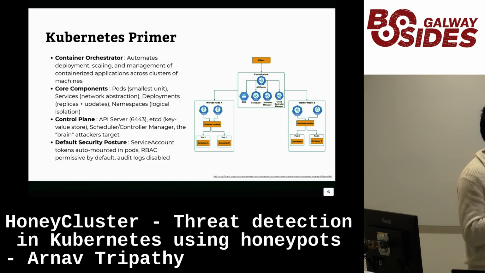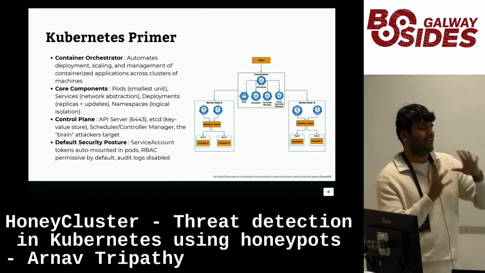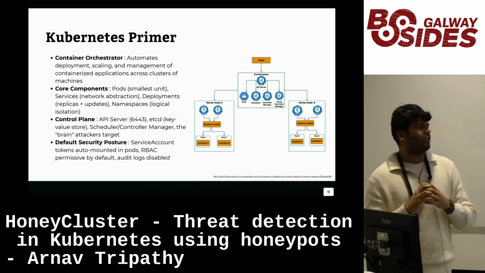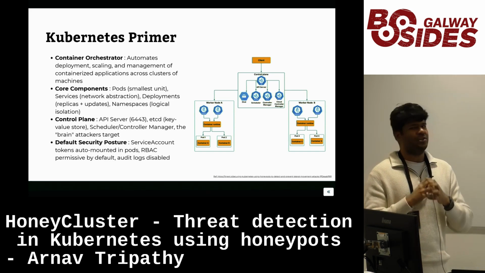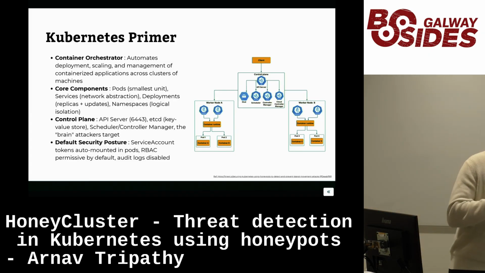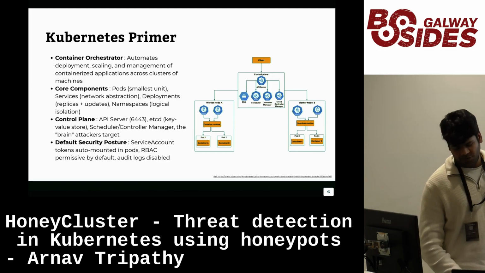Bad news is that Kubernetes does not have a good default security posture. All the workloads and admins usually interact with the API server through tokens. Now those tokens are usually not secure by default. You need to spend some time securing them. At the same time, there's something called RBAC, role-based access control. That is also very permissive by default.